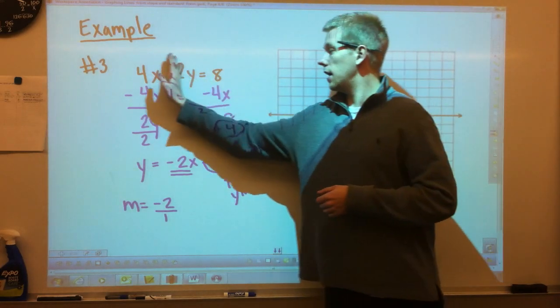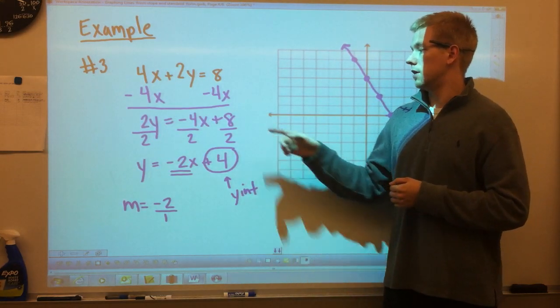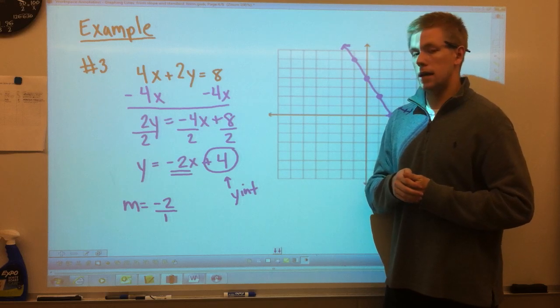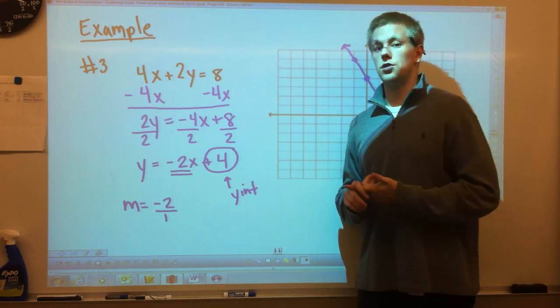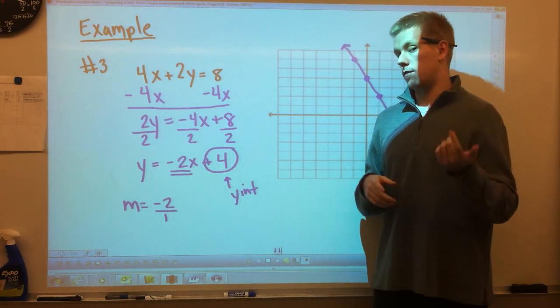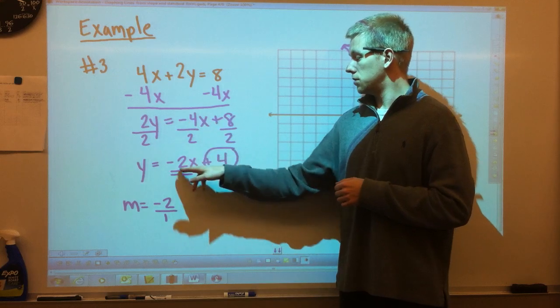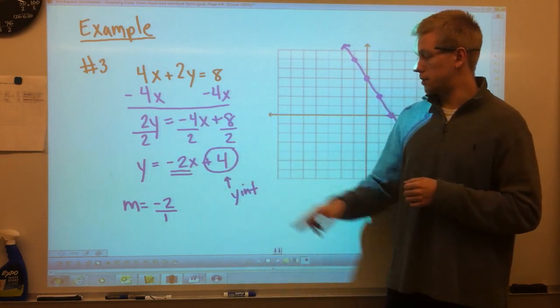First step, I want to get rid of everything over here. So I'm going to subtract 4x. When I subtract 4x, I'm left with 2y equal to negative 4x plus 8. Then I just need to divide by that 2 in front of my y because I want to get rid of it. And I have y by itself. So then I have y equal to negative 2x plus 4. My negative 4 divided by 2 is negative 2. 8 divided by 2 is positive 4.